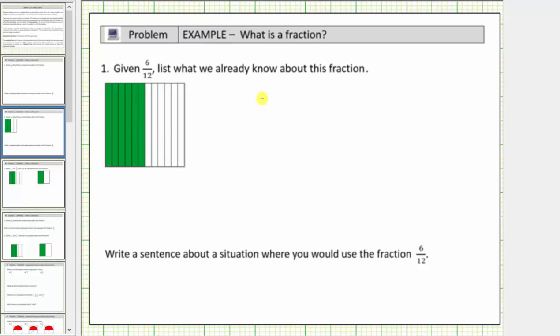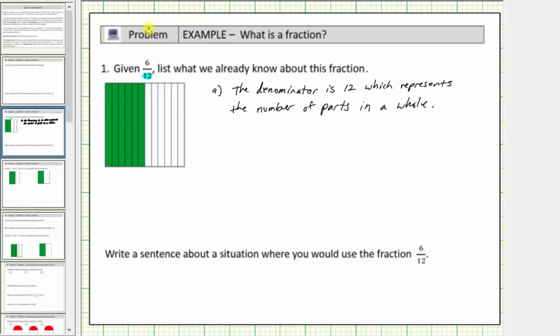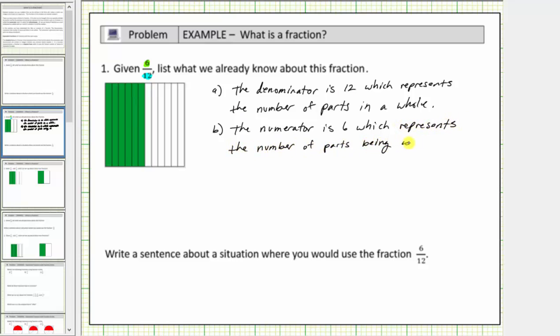And now to begin listing what we know about this fraction, the denominator is 12, which represents the number of parts in the whole. The numerator is 6, which represents the number of parts being considered. One meaning of the fraction 6/12 is we have 6 copies of 1/12.